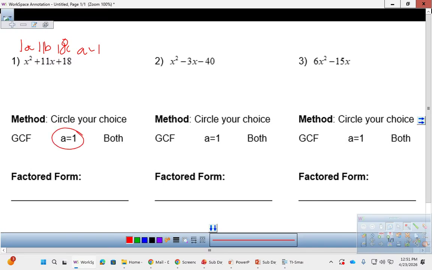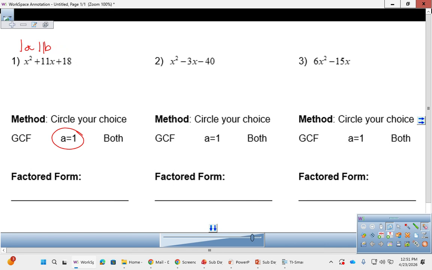Okay, when you have a trinomial, 3 terms, and the first term has a coefficient of 1, once you know it's the A equals 1 method, the idea here is we're looking for numbers that multiply to C and add to B. So I'm looking for numbers that multiply to 18 and add to 11.